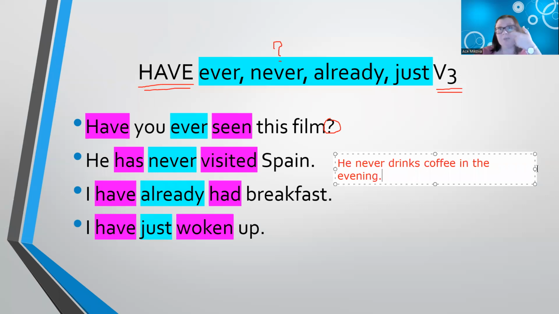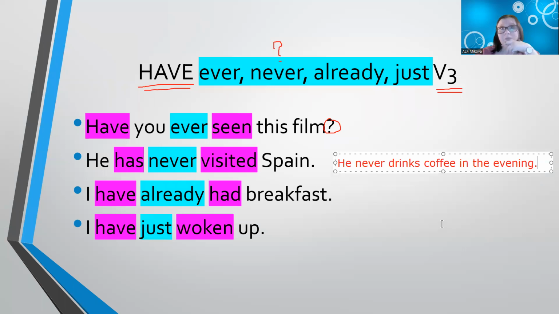What is the difference between never in my sentence and never on the slide? What is the difference between this never and these never? If you look at the sentences, in my example, he never drinks coffee. It means that usually he doesn't do it. Whereas in the first sentence, it's never in his life.